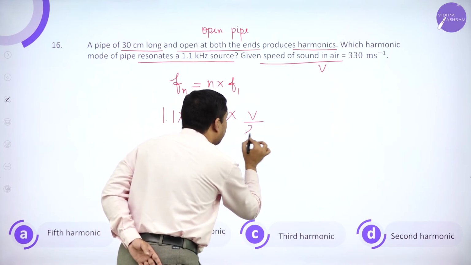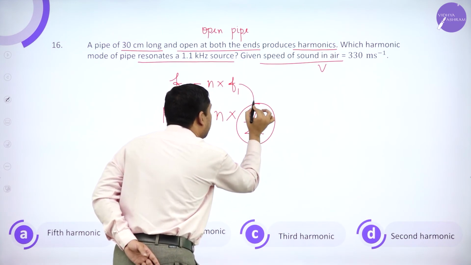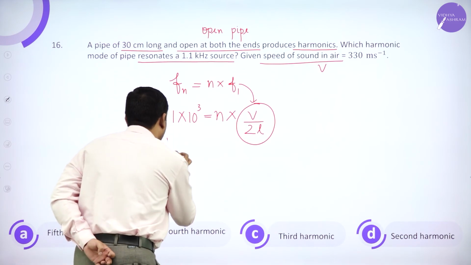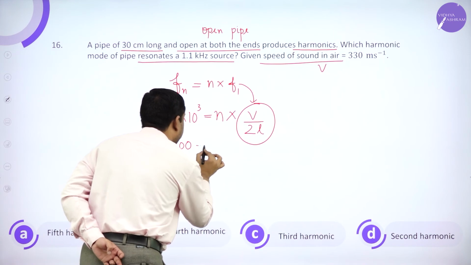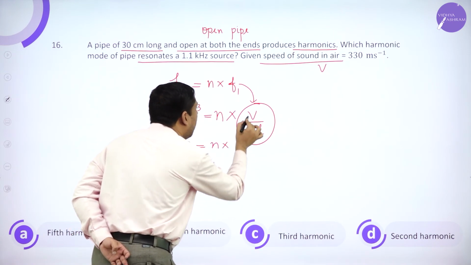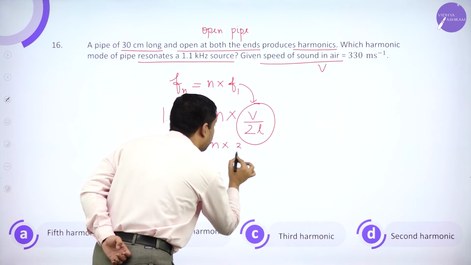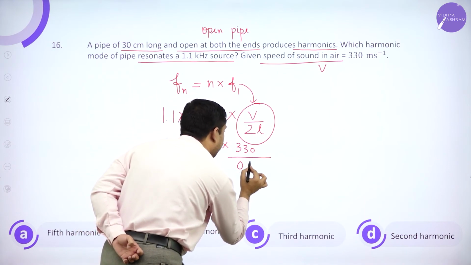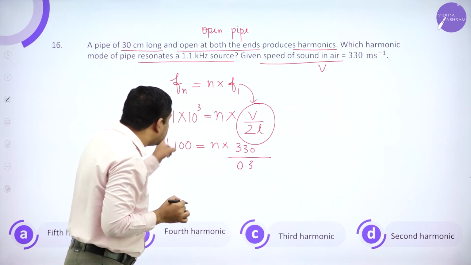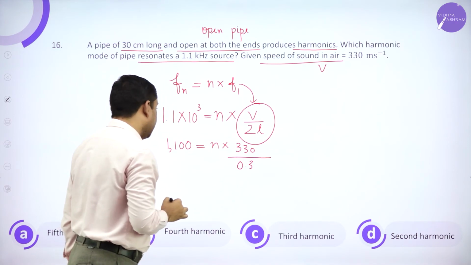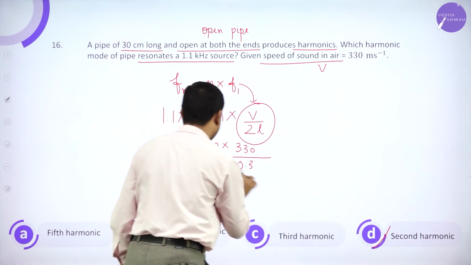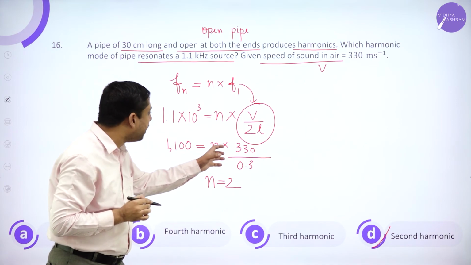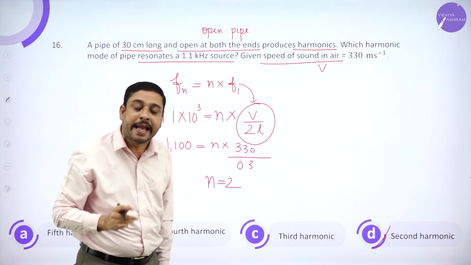Very good, students. V by 2L, which is the fundamental frequency of the open pipe, or this is 1100 equals n into V ಎಷ್ಟು ಕೊಟ್ಟಿದ್ದಾರೆ? Velocity of sound 330, length is 30 centimeter, which is 0.3. On simplification here, n turns out to be 2. So the answer is second harmonic. You can just do this multiplication. So n turns out to be 2.